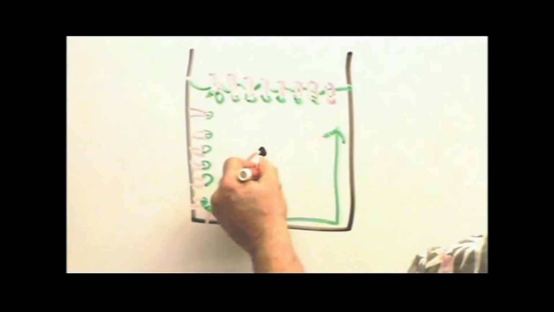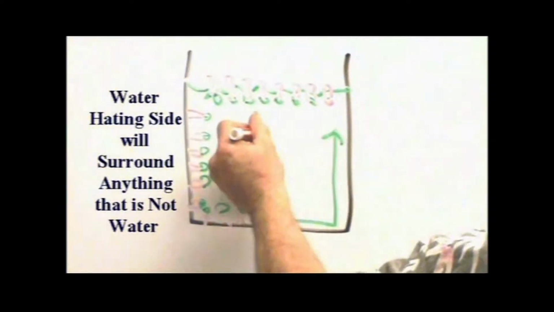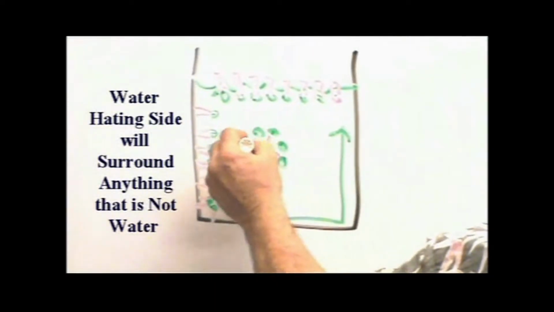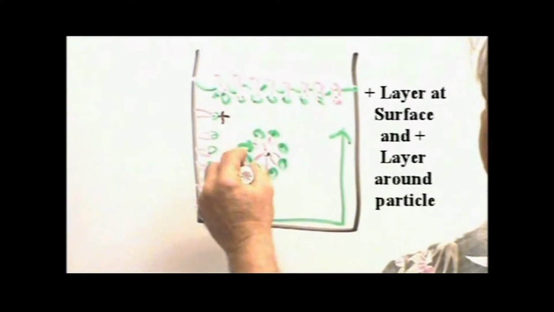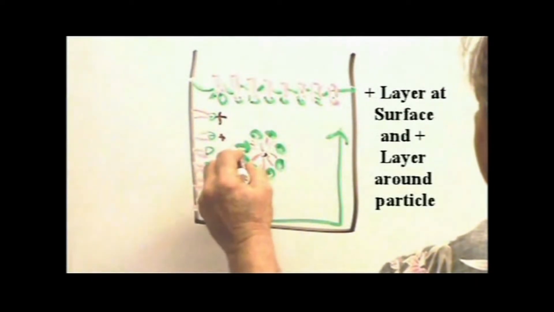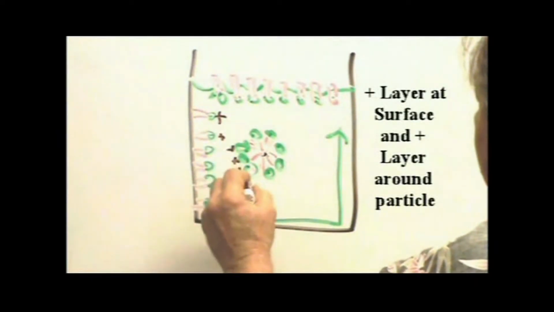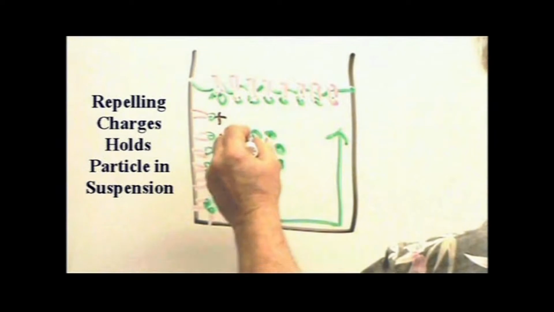Particles of hardness in water are also surrounded by the surfactant, creating a micelle. The same magnetic charges will repel, holding the micelle in suspension.